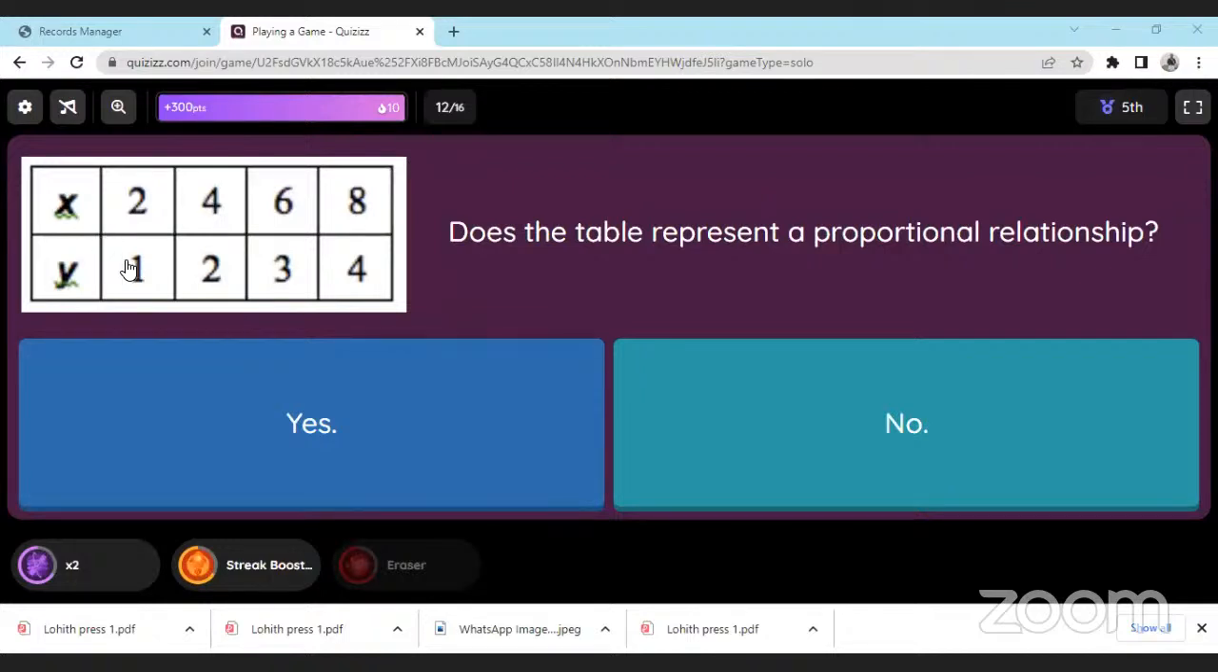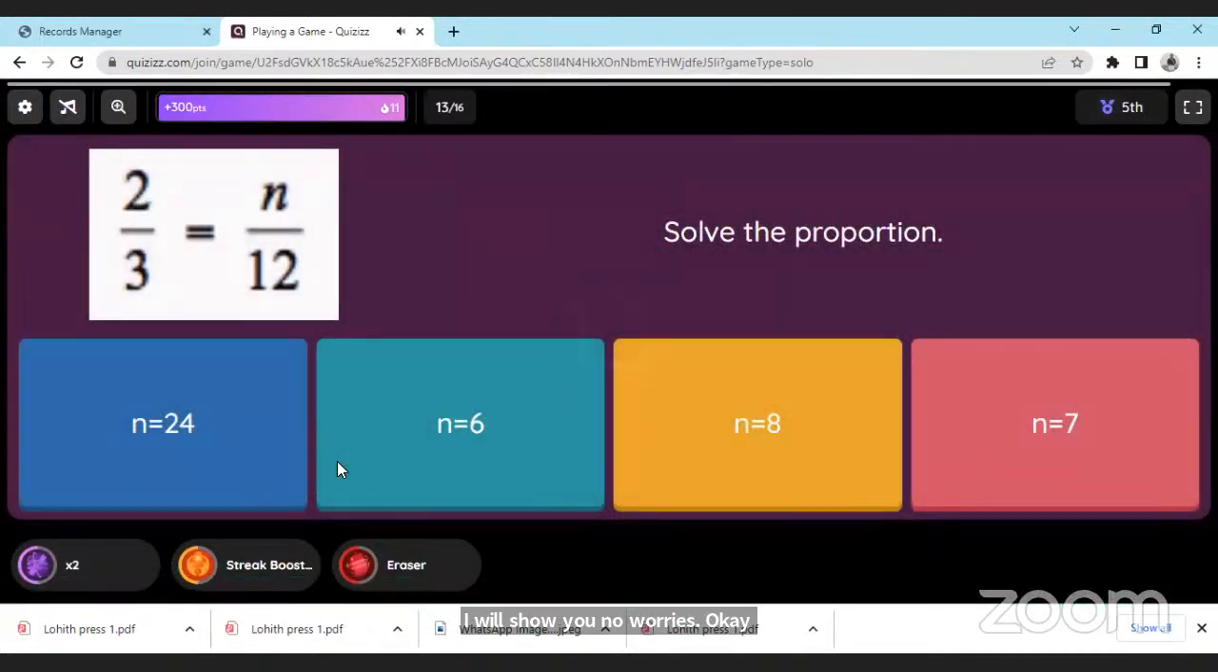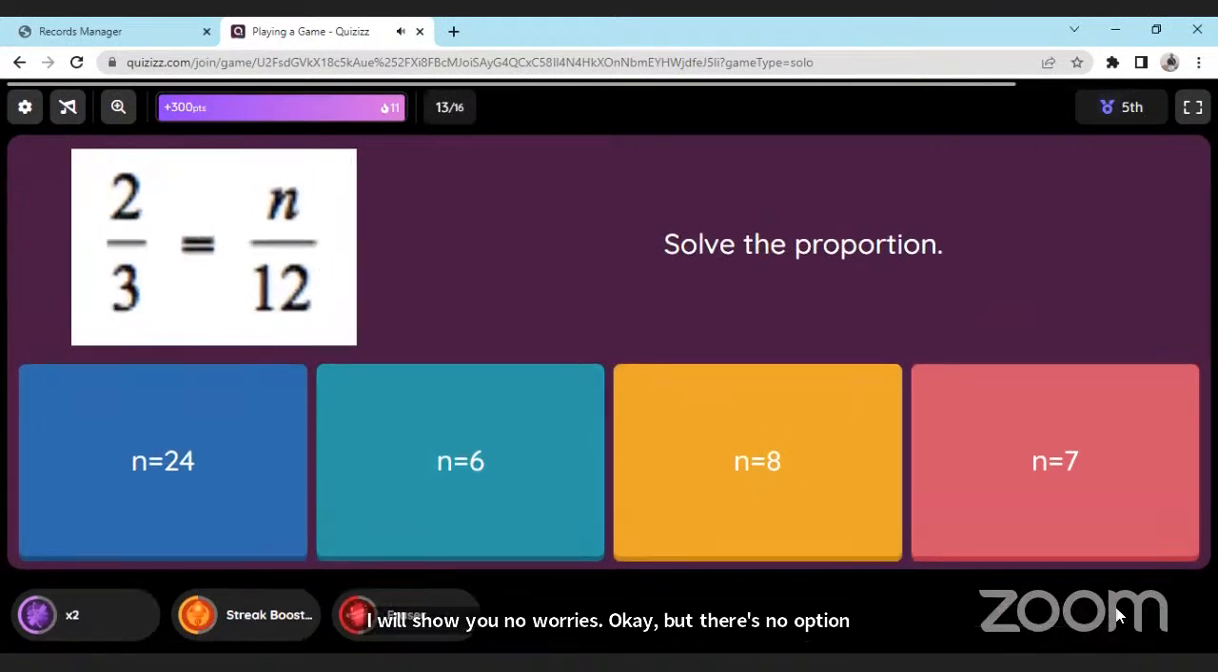So when it is 1, it's 2. When it's 2, it's 4. 3, it's 6. 4, it's 8. It is increasing simultaneously. I'm not able to take the previous one. At the end, I will show you. No worries. Because there is no option of going back in this quiz. Maybe in the previous quiz we had. Let me try one. No, there's nothing. I'm sorry about it.